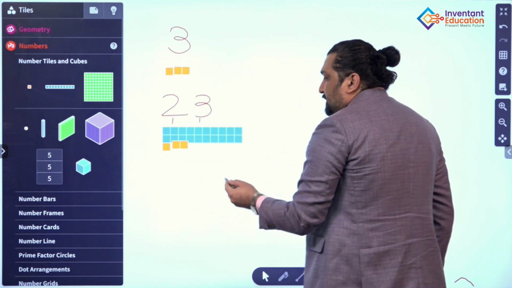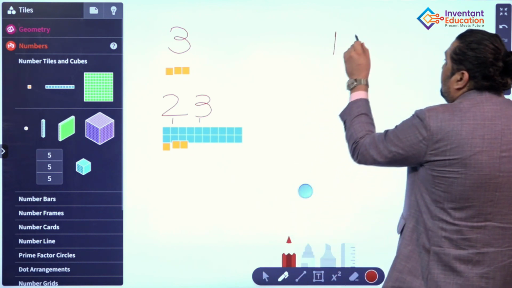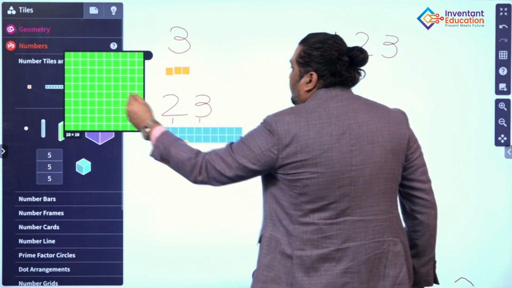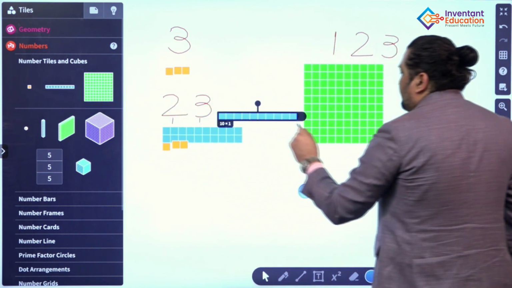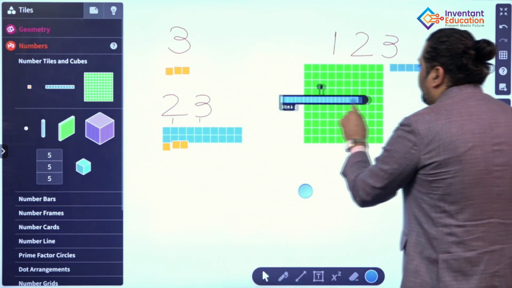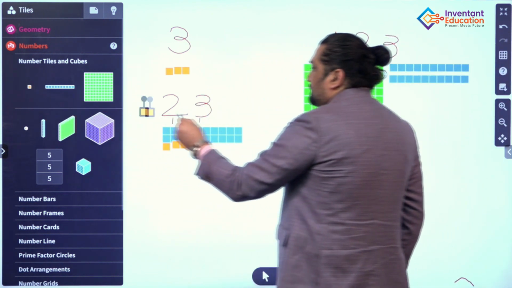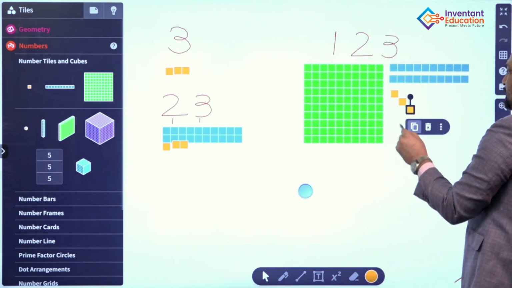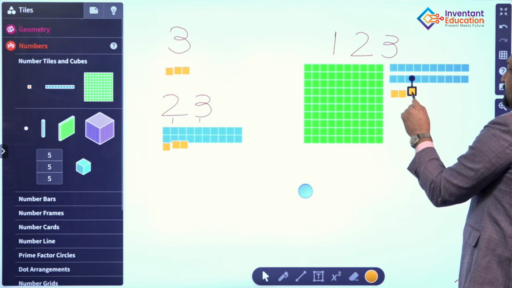So this is the representation of number 23. Now if we want to show the number 123, I can drag 100 here, 2 tens and 3 ones. This is 1, 1, 2, 3. So this will be my representation for different numbers.